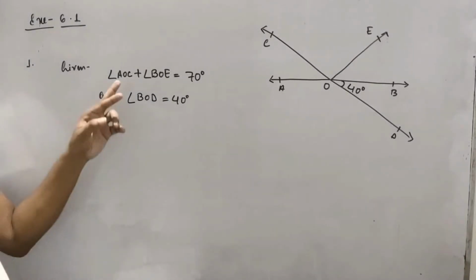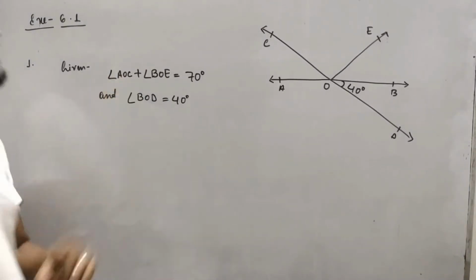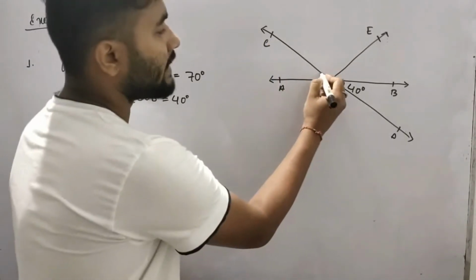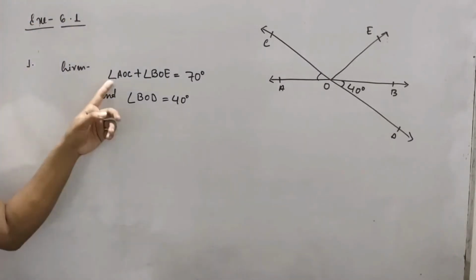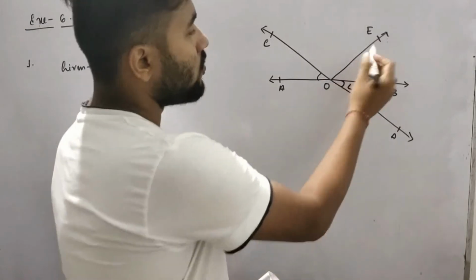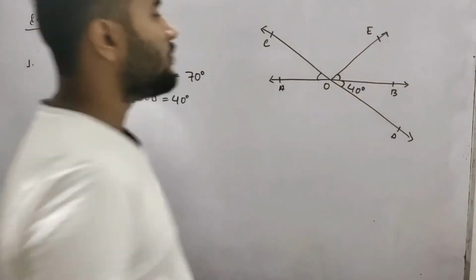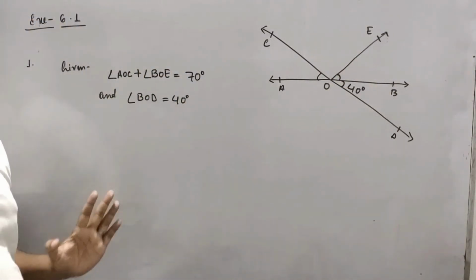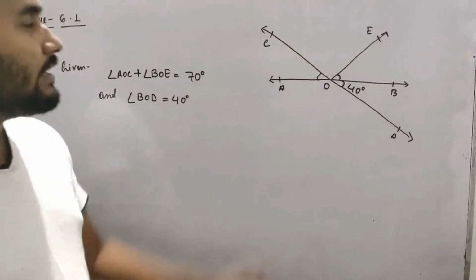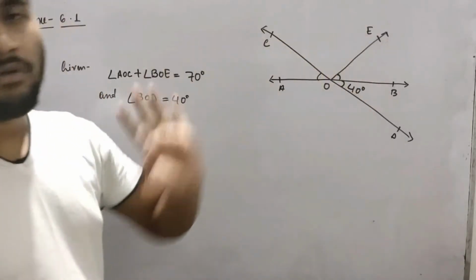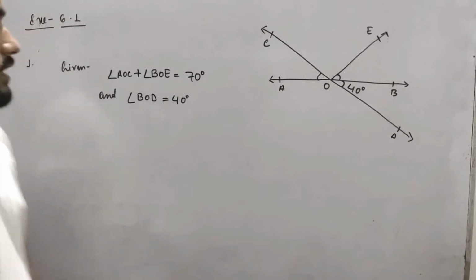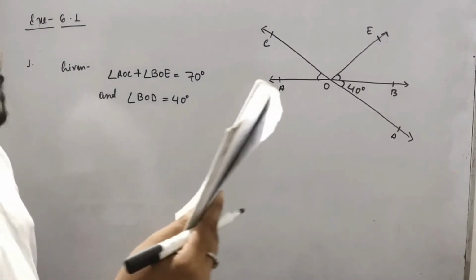Now, what more is given? AOC. Which is AOC? This angle AOC plus BOE, this is BOE, is equal to how much? 70 degree. This angle is not 70 degree, this angle is not 70 degree, okay? This angle plus this angle is equal to 70 degree. This angle can be anything, this angle also can be anything, okay? Understood?